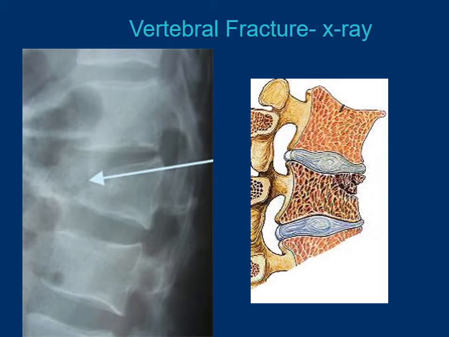Here is the picture of the X-ray and a diagram of the fractures of the vertebra, and we can see with the arrow this is the wedged part of the vertebra, with anterior wedging and the fracture in the anterior part of the body of the vertebra.